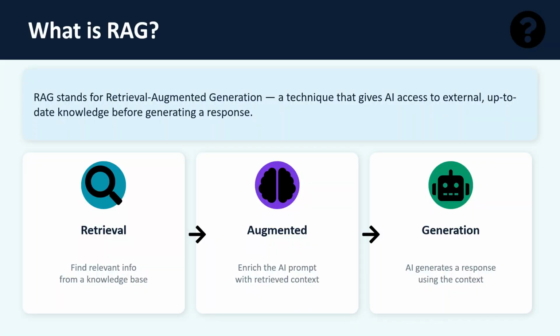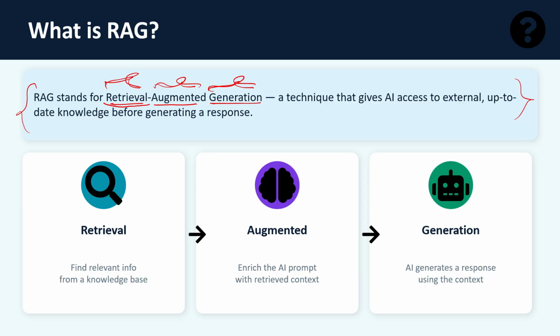RAG stands for Retrieval Augmented Generation, a technique that gives AI access to external up-to-date knowledge before generating a response. This simple definition is giving you multiple things. The very first thing, the full form of RAG is Retrieval Augmented Generation. Retrieval means it is retrieving some information. And then once the information is retrieved, it augments that and then the response is generated. So this is called retrieval augmented generation.